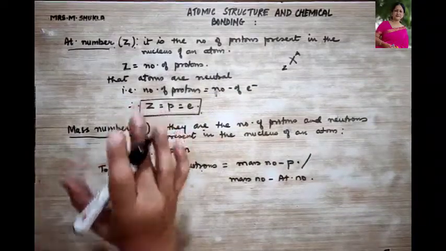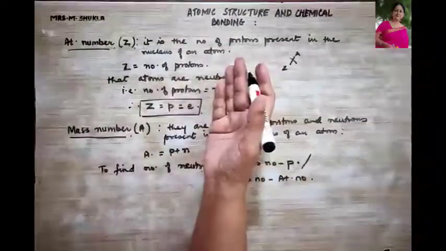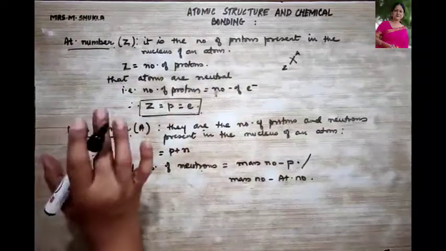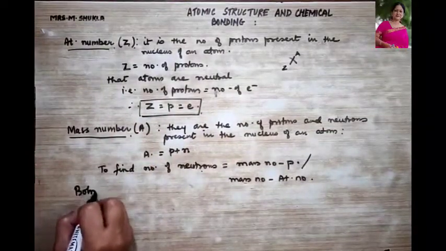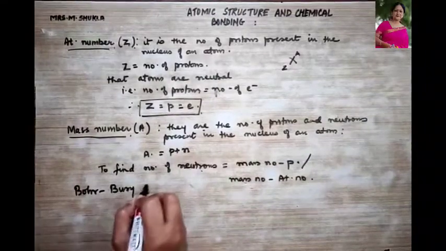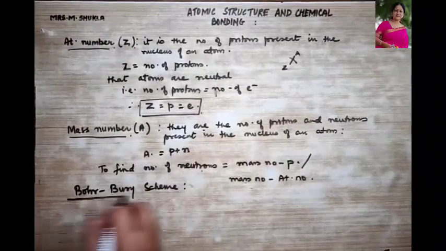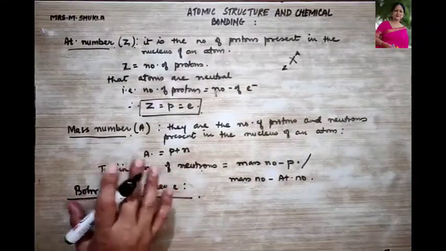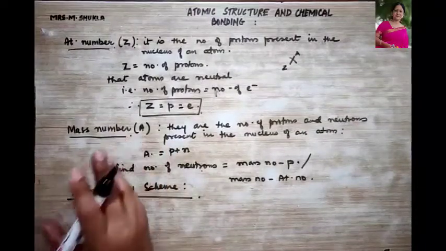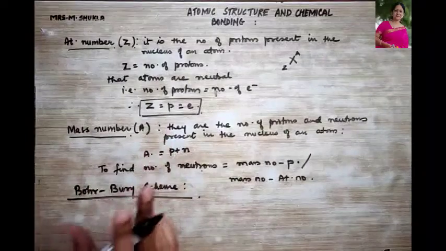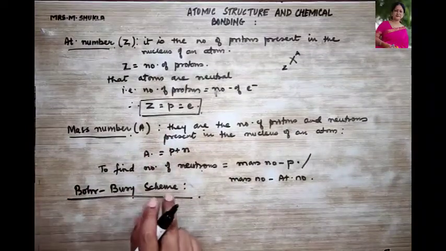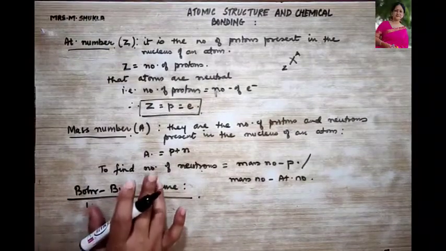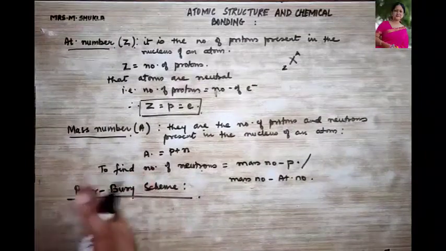Next we move to how the number of electrons are distributed in the shells. This information was given by Bohr-Bury, so it is also called the Bohr-Bury scheme. So what was the Bohr-Bury scheme? Bohr-Bury gave the distribution of electrons in the shells, or the orbits, or also the energy levels. According to the scheme, Bohr-Bury suggested that the energy levels or energy shells are filled in the order of increasing energies.